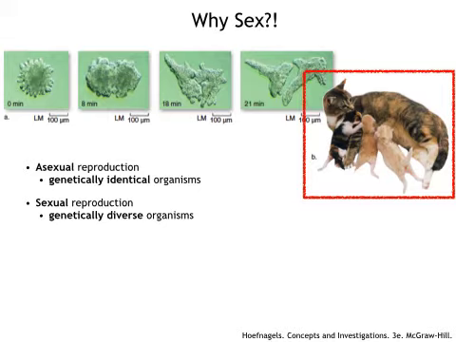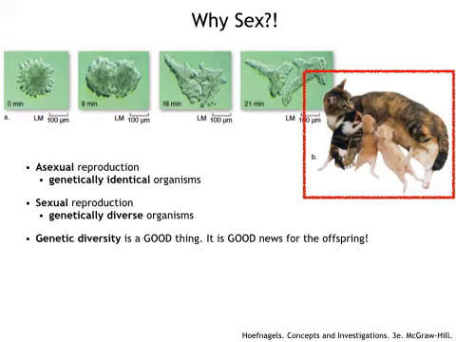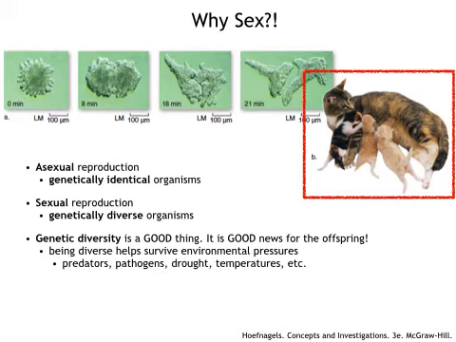And you can see here the cat, her offspring are genetically diverse, right? Even by the fur color. And genetic diversity, as we've talked about, is a good thing. That is good news for the offspring because being diverse helps survive environmental pressures such as predators, pathogens, drought, high temperatures or low temperatures, etc. In other words, genetic diversity allows for adaptation to different environmental pressures, which will eventually allow the animal to survive, right? That's survival of the fittest, that idea, which we'll talk about towards the end of this class.